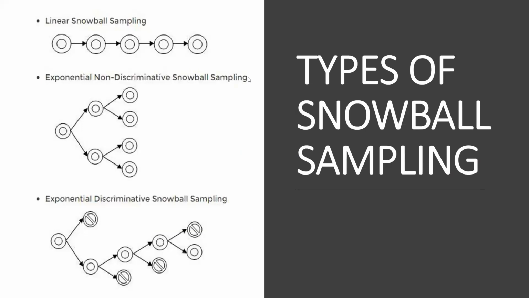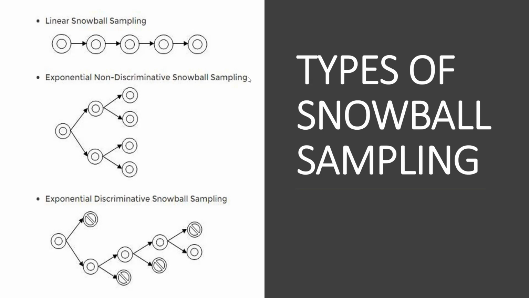One is the linear snowball sampling. It doesn't branch out. One individual needs to look for another individual that would participate in the study. Then that next person would find another one to participate in the study. So it would just be a 1:1 ratio. One person needs to find another one that will participate in the study.